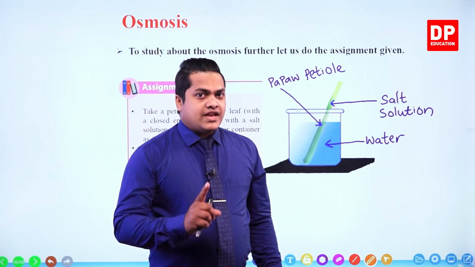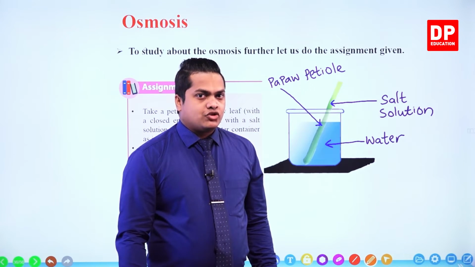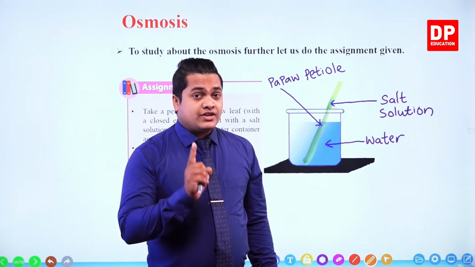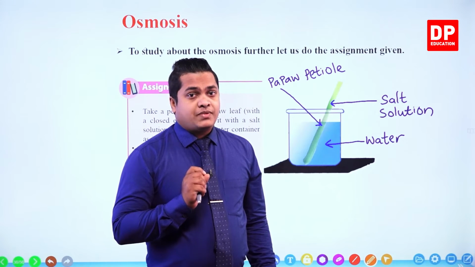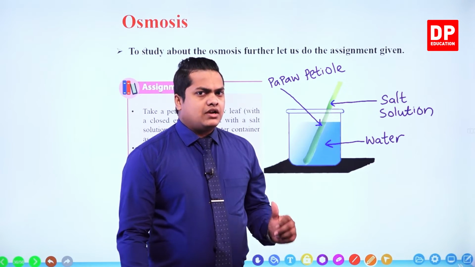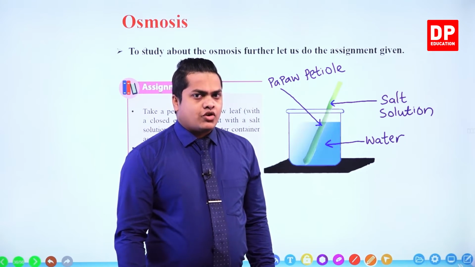Right, then that should be our expected observation. So let's see whether this observation can be taken from our experiment or not. So let's head on to the lab, my dear children. We'll conduct this activity and see whether we can get that observation or not.